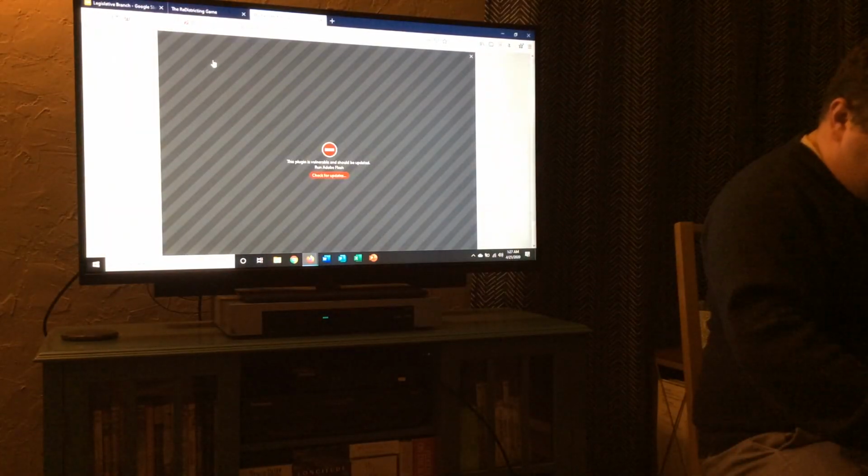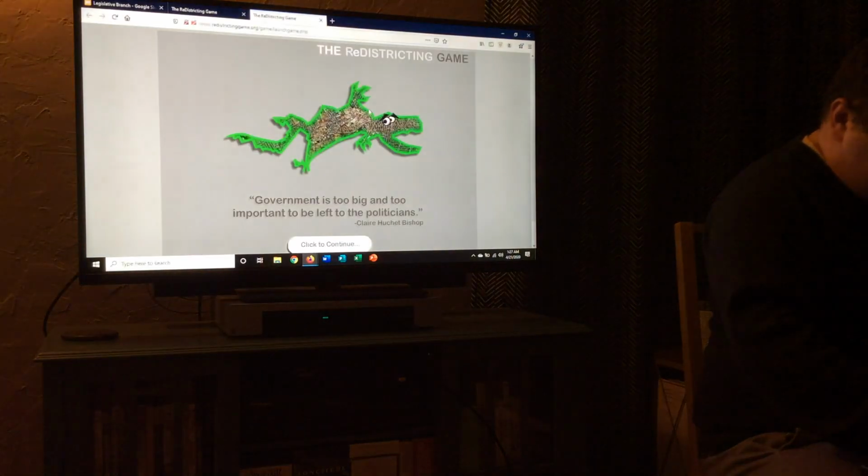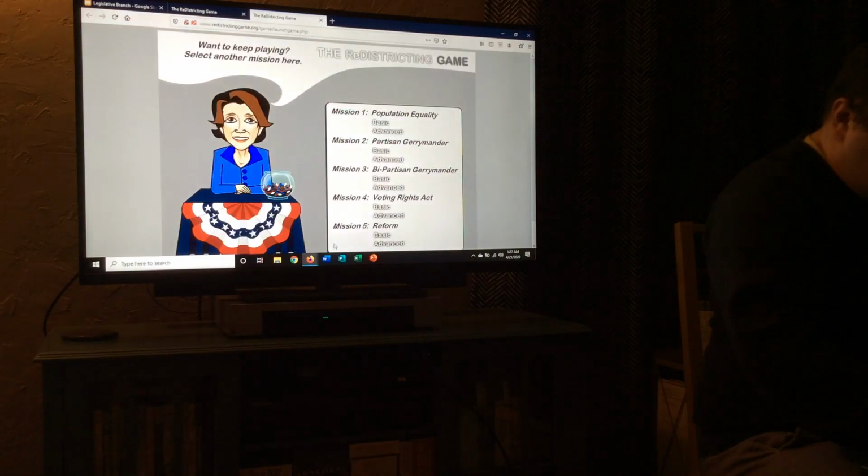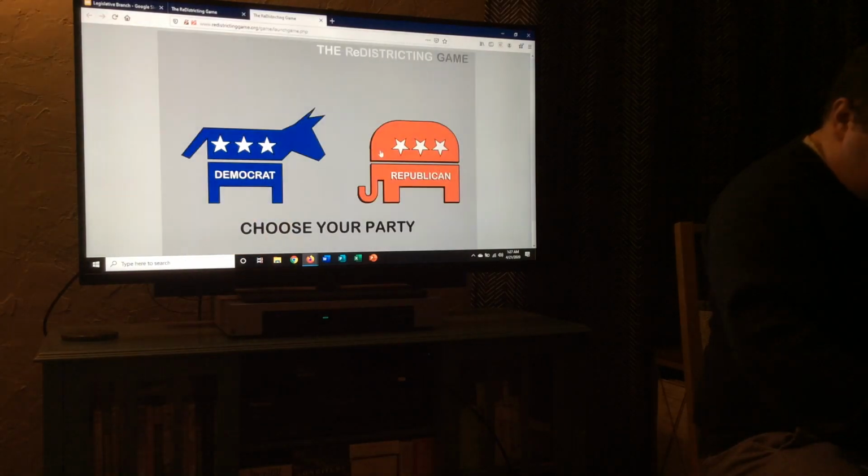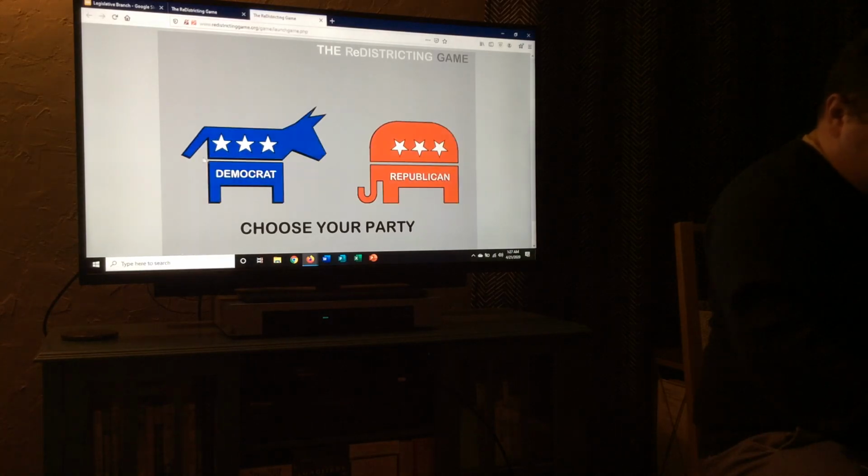And, of course, it's a Flash thing, so you've got to unlock that. And here we go. All right, so mission 2, partisan gerrymander, basic. Uh-oh, now I have to pick a party. Eeny, meeny, miny, mo, catch a tiger by his toe. If he hollers, let him go. Eeny, meeny, miny, mo. I guess I'm going to be the Republican Party.